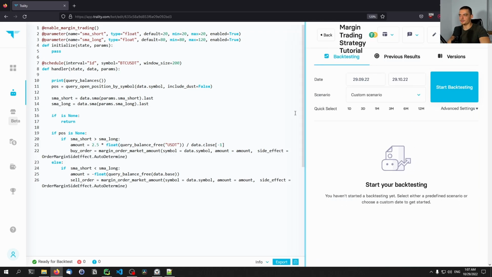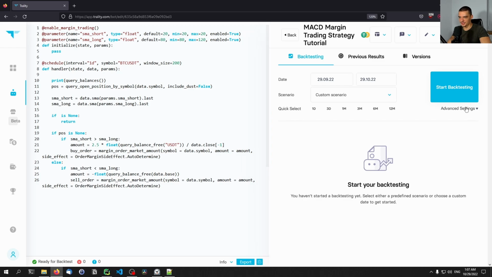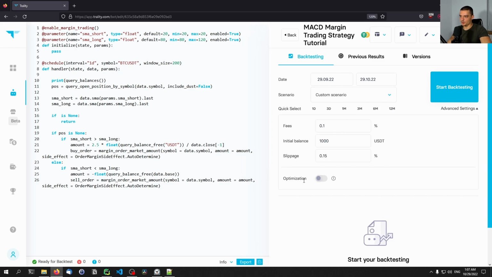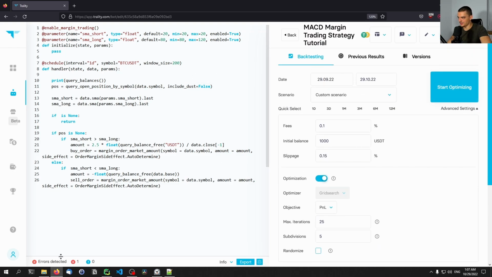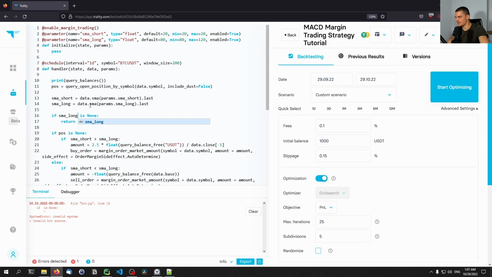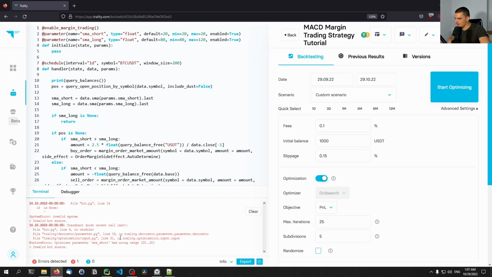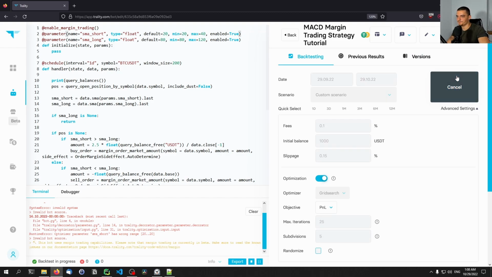In order to now optimize, we go to the backtesting section, we go to advanced settings, and we click here on optimization, and then we specify a time frame and we start optimizing. Do we have a problem? Yeah, of course, SMA long is none. What's the next problem? Has wrong range. Oh, yeah, maximum needs to be 40.